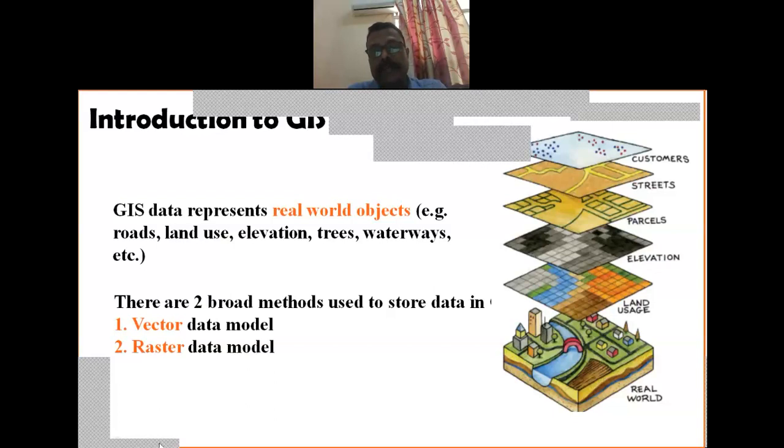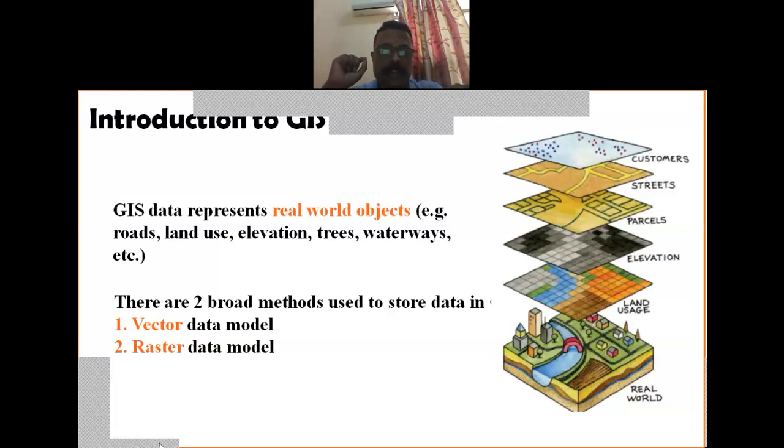In order to do this kind of query, we'll have to play with 2 kinds of data models. Data model means the way you enter this information into the GIS software. If you say, okay, I am located here, how will the software understand? It will be in terms of some location, right? So how will you give this location information into the software? This is a kind of data management.